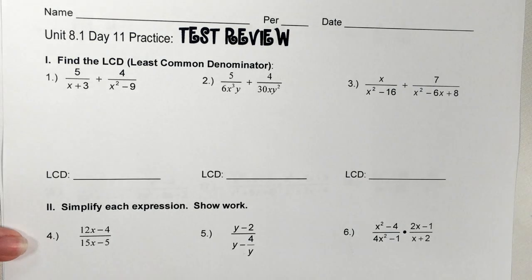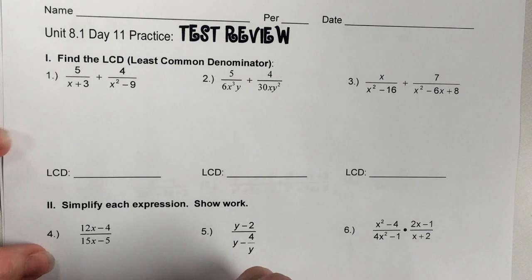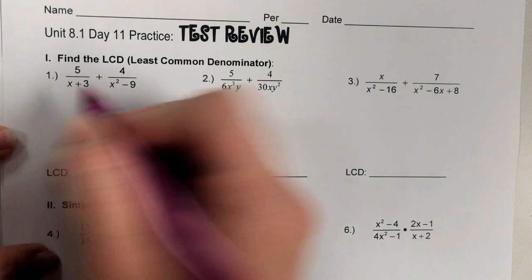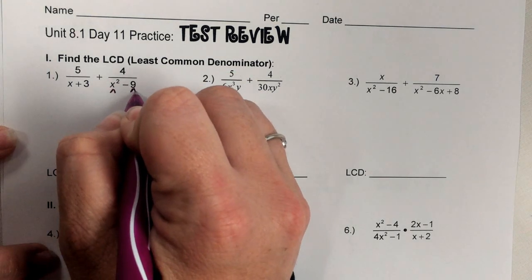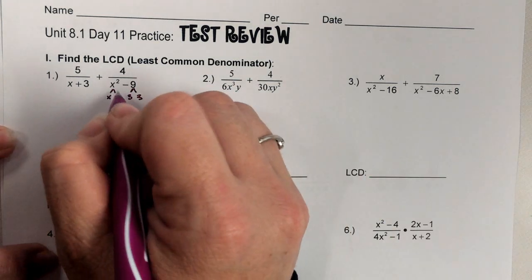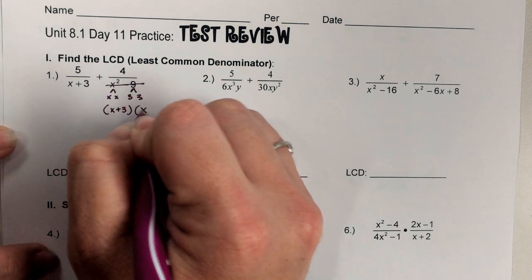Okay, Unit 8.1 test review. So it says find the least common denominator. You don't actually have to simplify these, you're just finding the common denominator. So we're going to factor both denominators. X plus 3 can't factor, but this is a perfect square minus a perfect square. X times x is x squared, 3 times 3 is 9. So I can rewrite this as x plus 3, x minus 3.